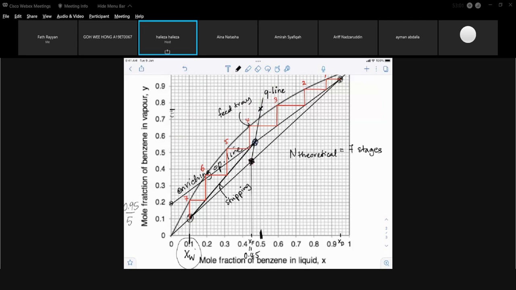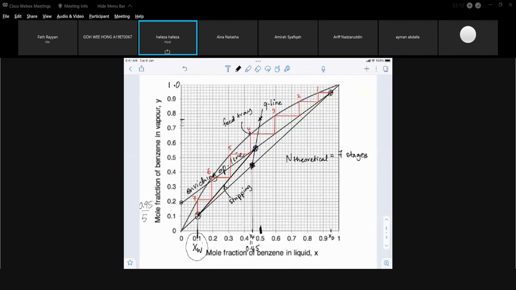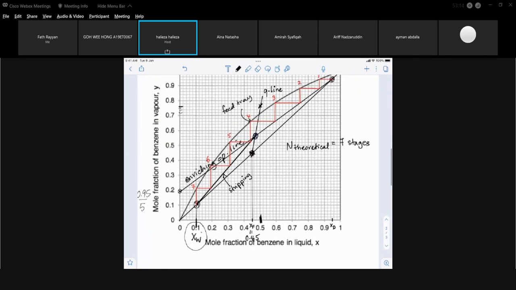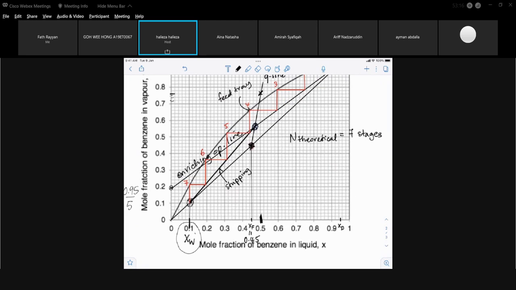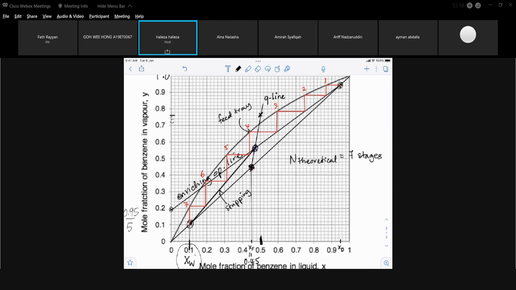That is the theoretical value. So depending on my tray efficiency, I will be able to calculate my actual number of stages. So that is how you get your number of theoretical stages graphically using the McCabe-Thiele method. Any questions? Let's look at the solution of the textbook. How many stages do they get? Wow, they get 7.6 stages.